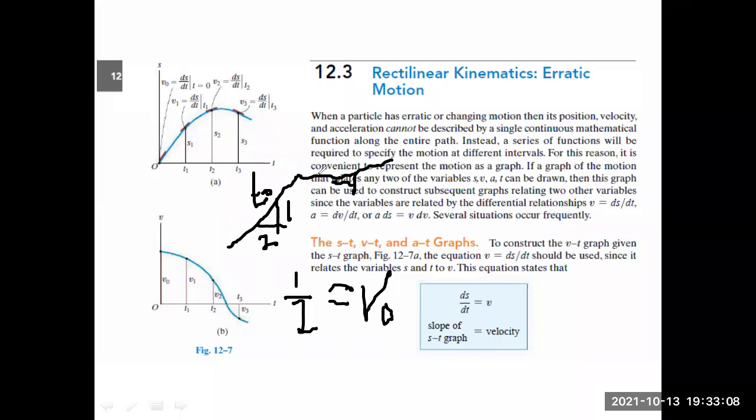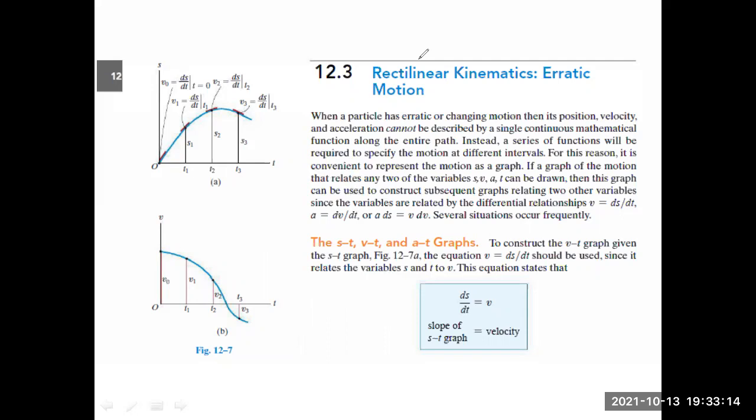So you have a new slope. Each time you have to determine the slope, okay? Okay, the concept is clear. The concept here: velocity is equal to the slope of that graph. If you have the equation, you can get the differentiation of s with respect to time.